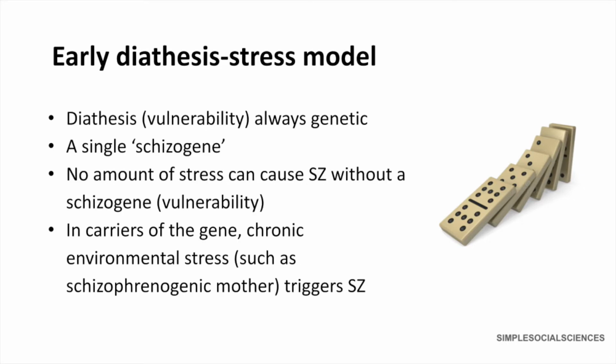In early diathesis-stress models, the diathesis was always genetic, so there was always a genetic vulnerability, and this genetic vulnerability came from a single schizo gene. So no amount of stress, according to this early model, can cause schizophrenia without that schizo gene. In carriers of the gene, chronic environmental stress, such as a schizophrenogenic mother, would trigger the schizophrenia.